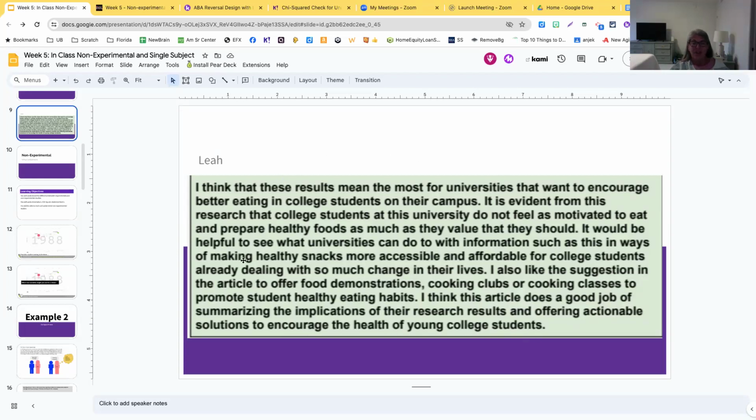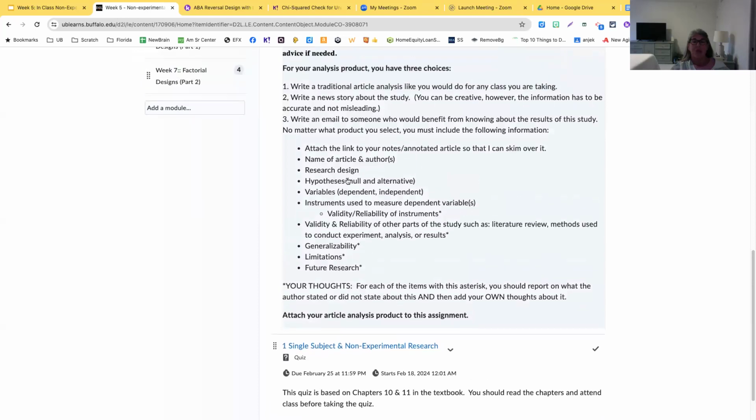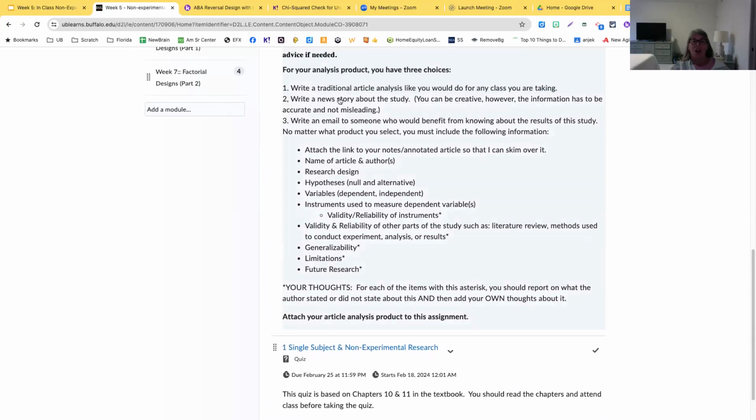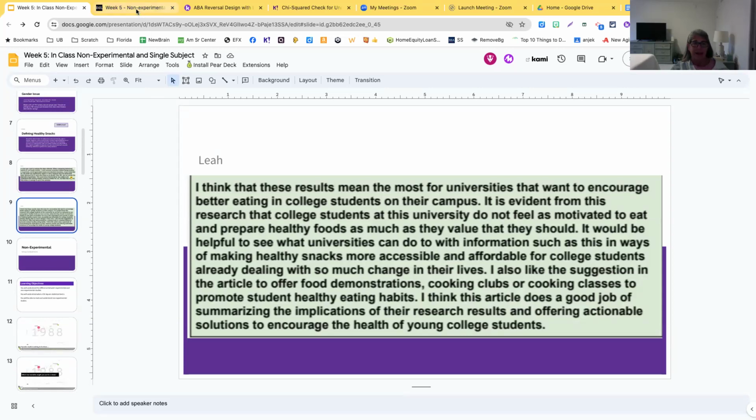So this is a perfect example of how this is Leah's thoughts. This wasn't in the study. She took it to the next level. And that's what I'm looking for in your article analysis for next week. Whether you write a traditional analysis, a news story, or an email, I'm looking for this type of thing that shows me first, you know, the details and you can correctly tell me the details, but then bring it to the next level and say, what does this mean? I hope that's helpful for you to make it clear what I'm expecting.